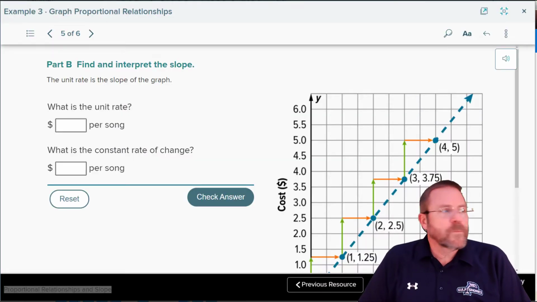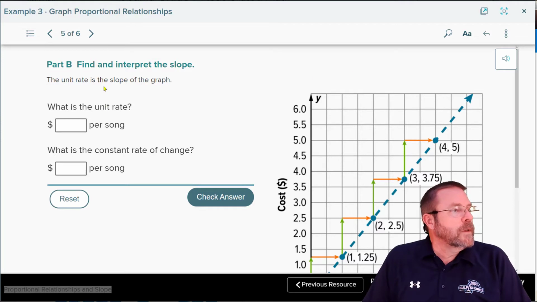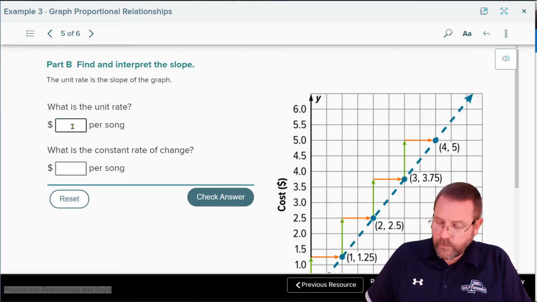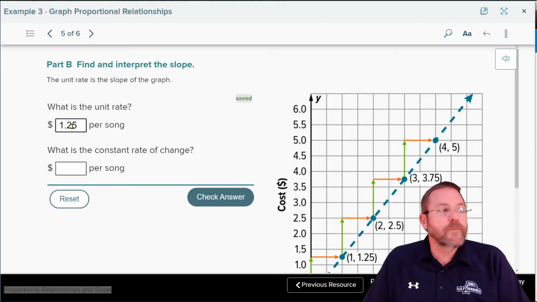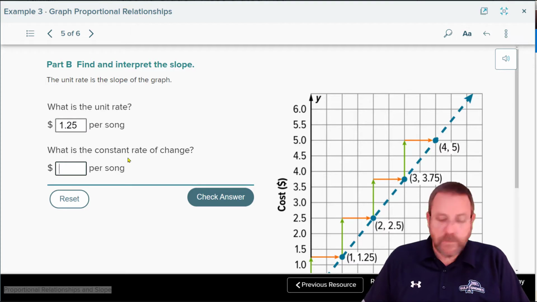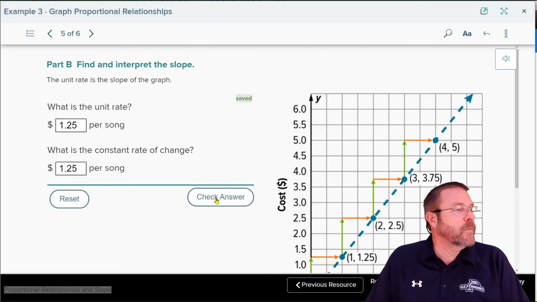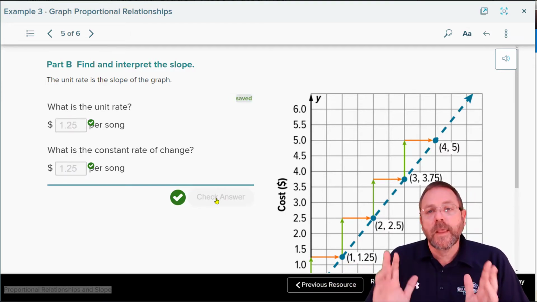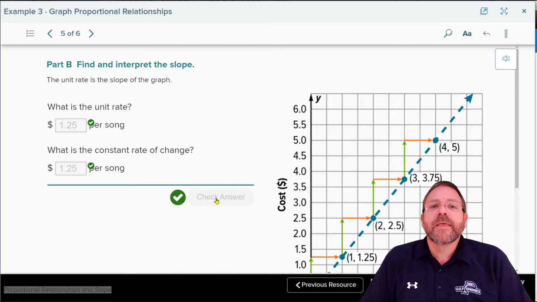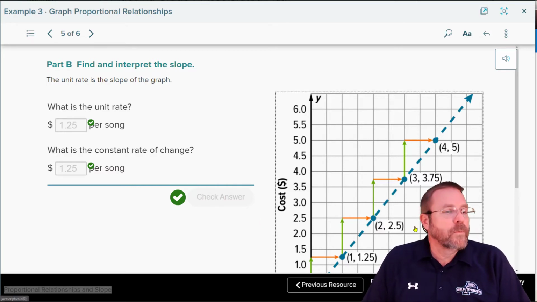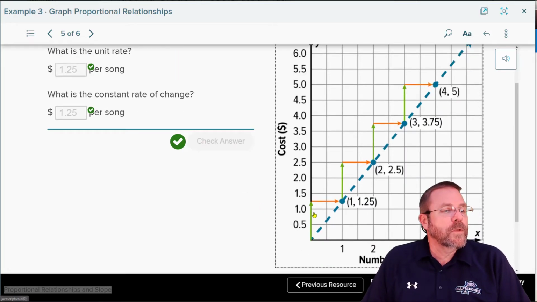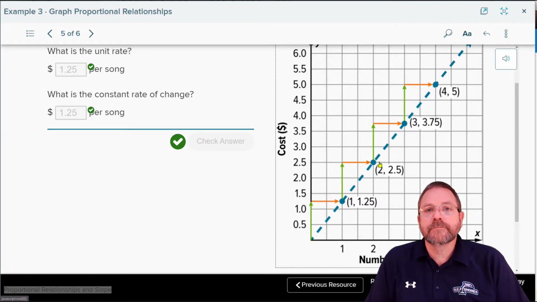Moving forward with this problem, the unit rate is also going to be the slope of the line. So what was the cost per song? It was $1.25 for every song purchased. So your constant rate of change is going to be that same $1.25. And the constant rate of change is also going to be the slope. You can see that when you're doing this, you have a constant rise over run relationship.